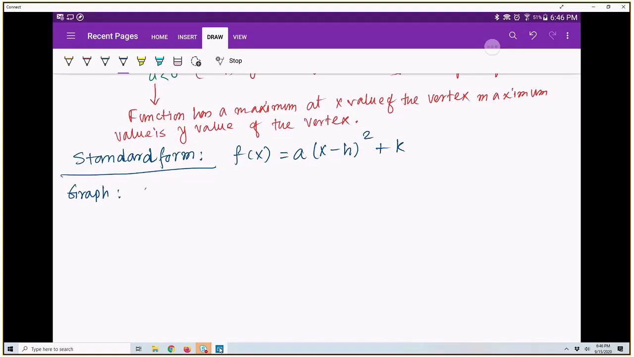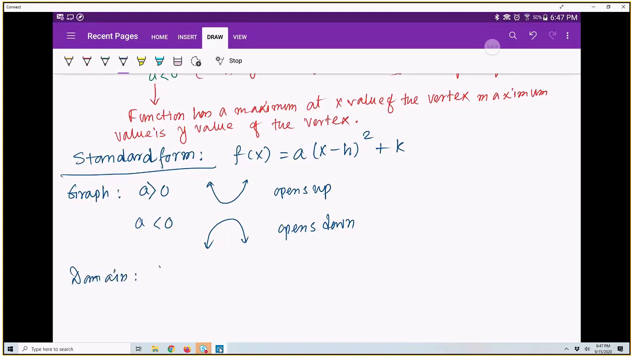The graph, if a is greater than 0, looks like this. So we say it opens up. If a is less than 0, the graph looks like this. We say it opens down. Then we have talked about the domain of the parabola. And again, the domain of the quadratic function is still negative infinity to infinity.